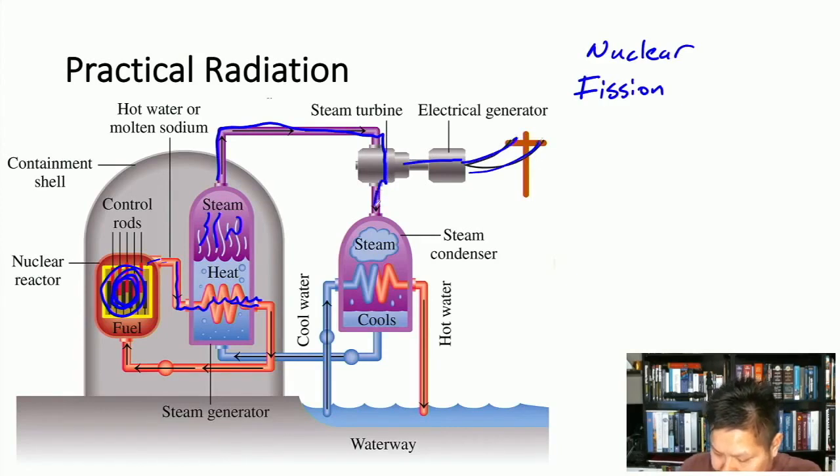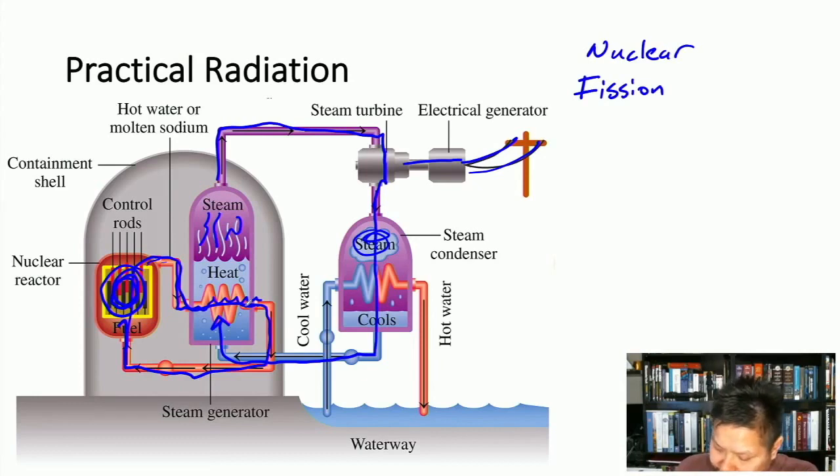And as it passes through, that's what it does, and then it ends up in a steam condenser. And when it cools, the steam turns into water, and that water is piped back into the steam generator. And then the hot molten sodium, or the hot water, cycles back through into the nuclear reactor and is heated up again and passed back through into the steam generator.